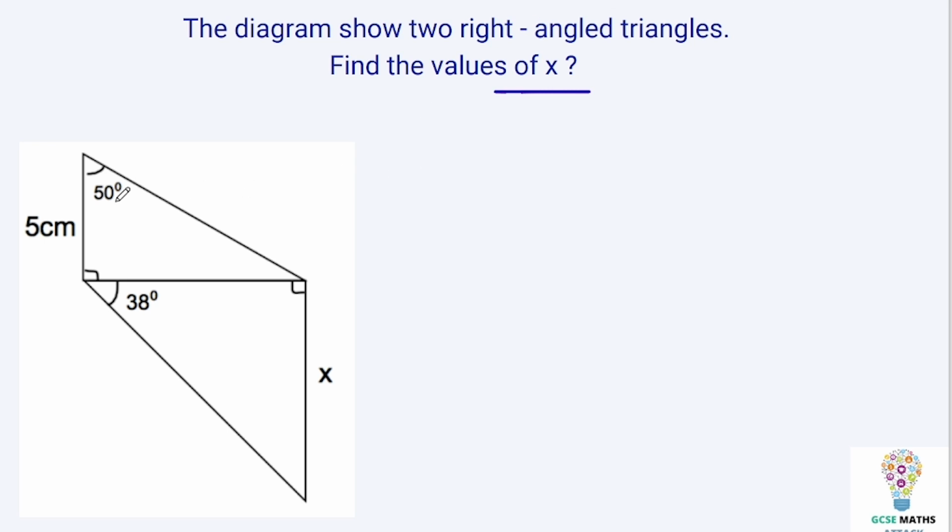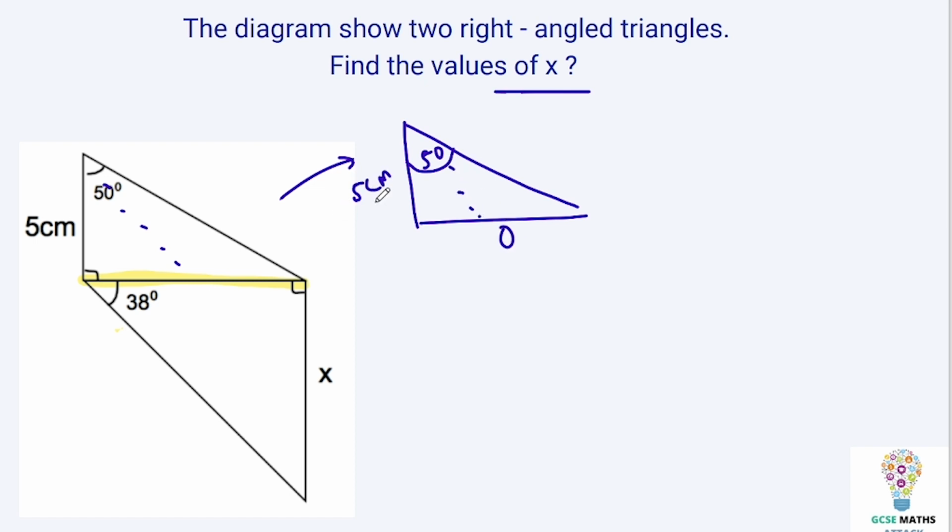Okay, so first thing I'm going to do is label this. In order for me to work out this value of x, I need to know one of these side lengths. I either need to know the longest side, which is the hypotenuse, or this small one over here. So I'm going to work out that small length because it's attached to this triangle. If I draw this separately, it'll be much easier. You've got 50 degrees here, you've got 5 centimeters here. So this is O, this is A, and this is H.